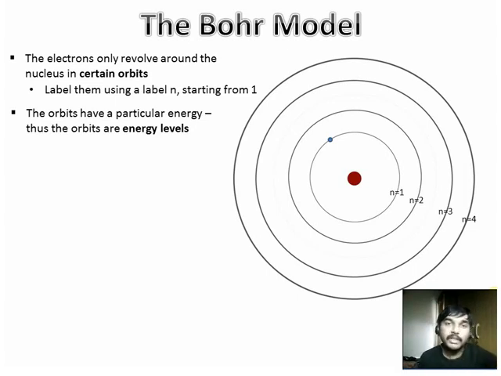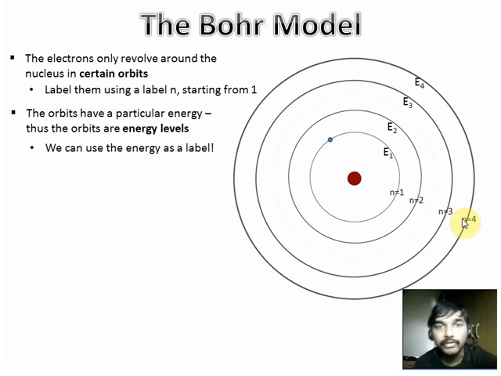Now these orbits have a particular energy. Just like we label these orbits by n, we can label them by energy. Say the first orbit has energy E1, the second orbit is E2, third E3, and fourth E4. These are two equivalent ways of naming. You can either name it by n or by energy. We'll see the two are actually related, but we'll come to that in a minute.